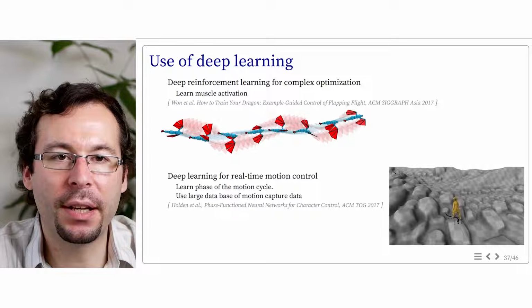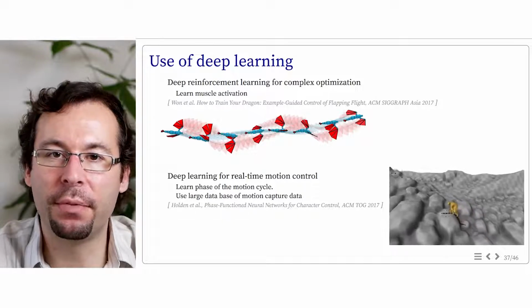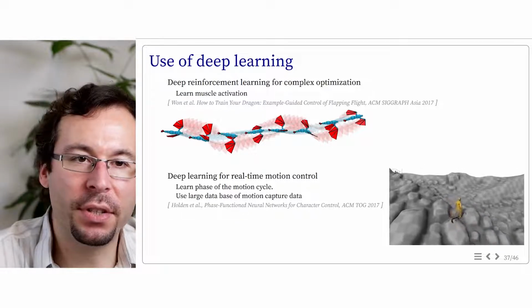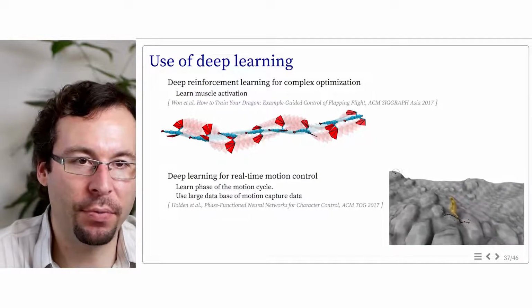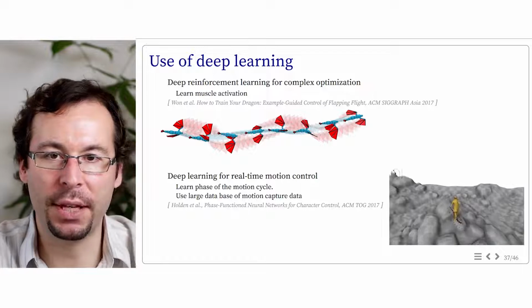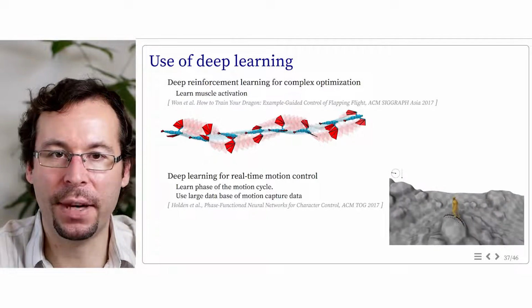Deep reinforcement learning can also be used when there are a lot of degrees of freedom. It was used, for instance, in 2017 to generate creatures that can learn by themselves to fly by flapping their wings in a simulated fluid environment.